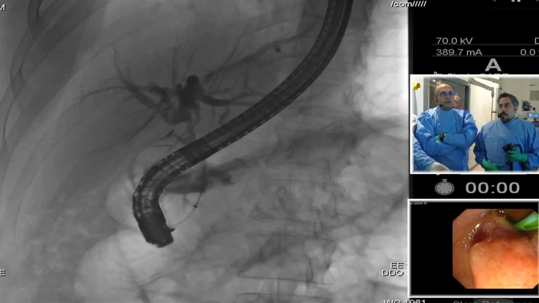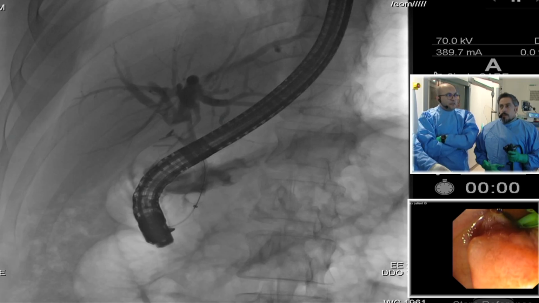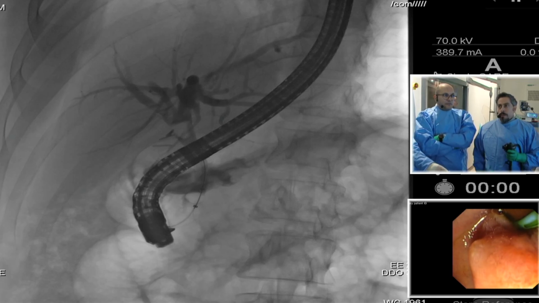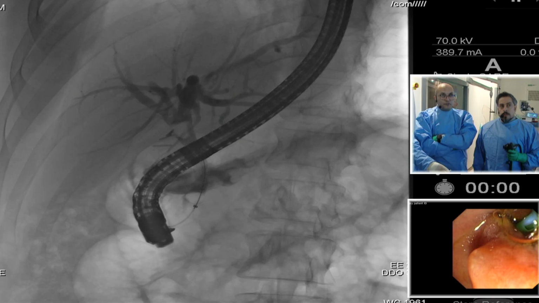So if laser lithotripsy is available, it will be better for the patient, as you mentioned, to avoid any infection. If you use mechanical lithotripsy, it will be harmful for this patient with this type of stone, this location and this configuration of the stone.